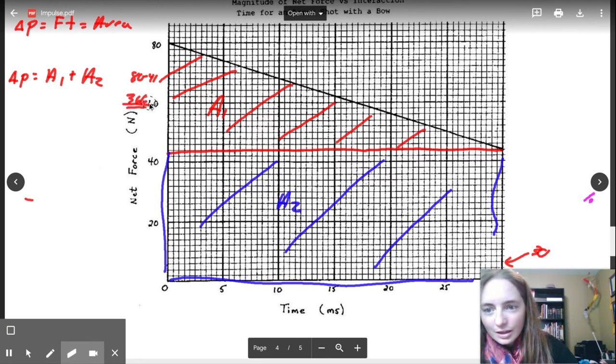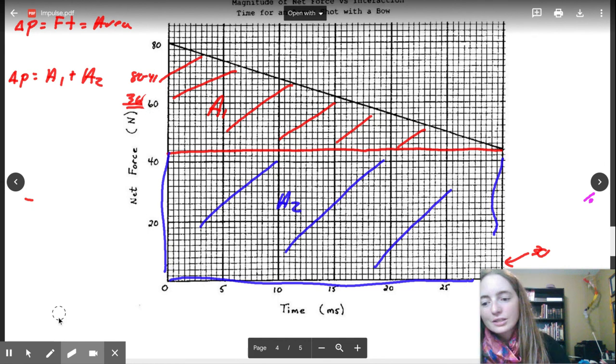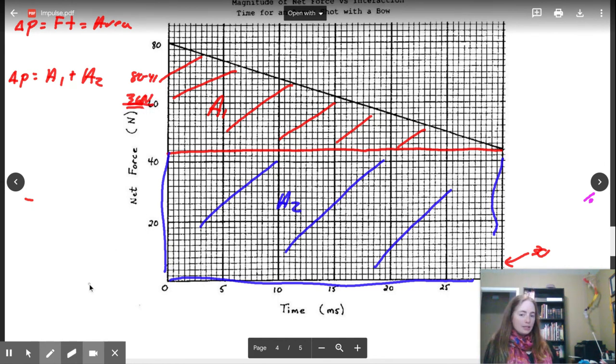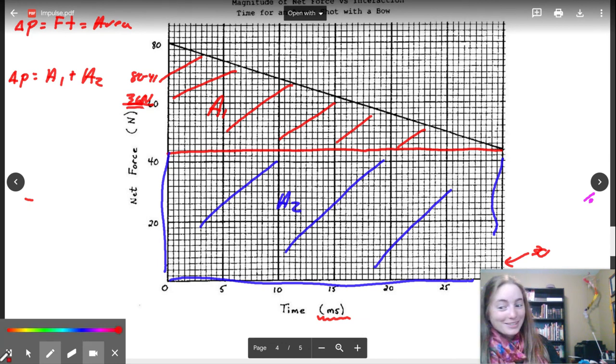How I managed to write a 6 instead of an N is beyond me. So that is going to be 36. Now, can we just multiply by 30 and carry on? Nope. What have I not done that I need to do? Units. Units matter, guys. This is in milliseconds. You gotta convert the units.